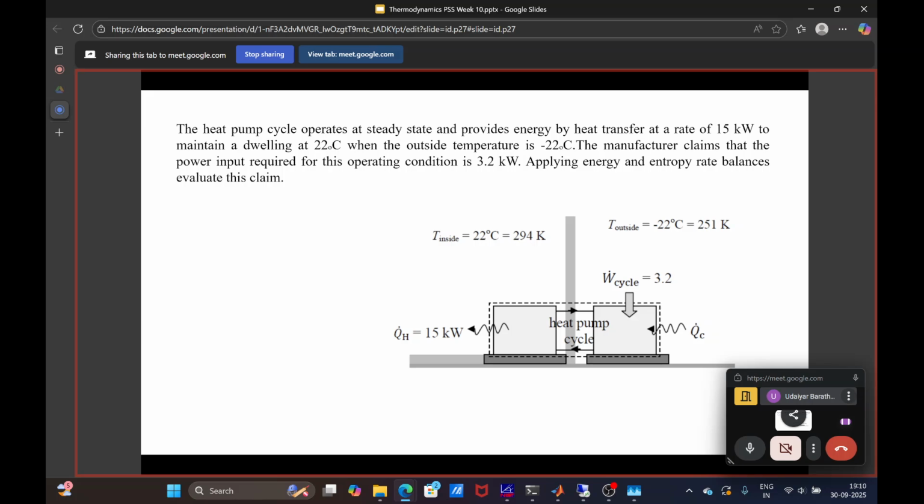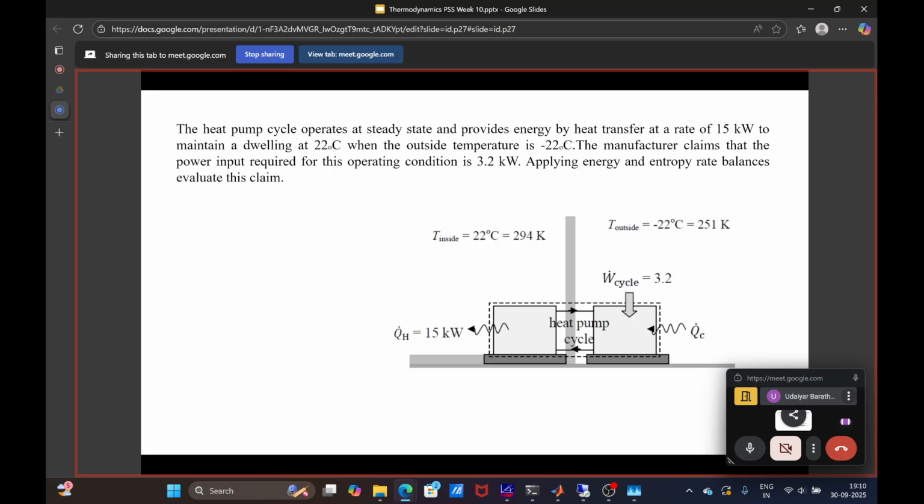So next question, we have a heat pump cycle which operates at steady state and provides energy by heat transfer at a rate of 15 kilowatts to maintain a dwelling at 22 degrees Celsius, and the outside temperature is minus 22 degrees Celsius. The manufacturer claims that the power input required for this operating condition is 3.2 kilowatts. Applying energy and entropy rate balance, evaluate this claim.